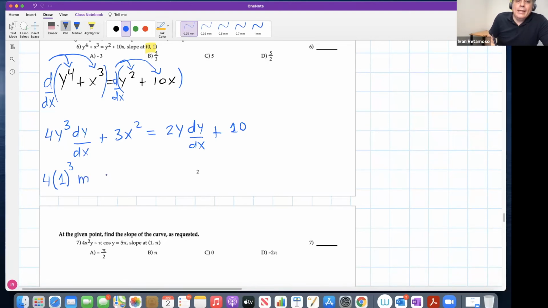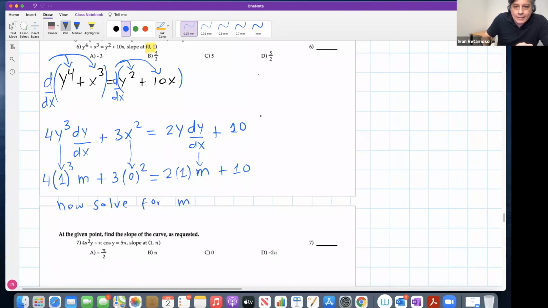I will represent it with m plus 3x. What is x? 0. 0 squared. Right? Directly, I'm replacing the value of x and the value of y. 2 times y. y is 1. A slope, I represent it with m. Okay? This m and plus 10. And then I just solve for m. Now solve for m. That's all you gotta do, guys.